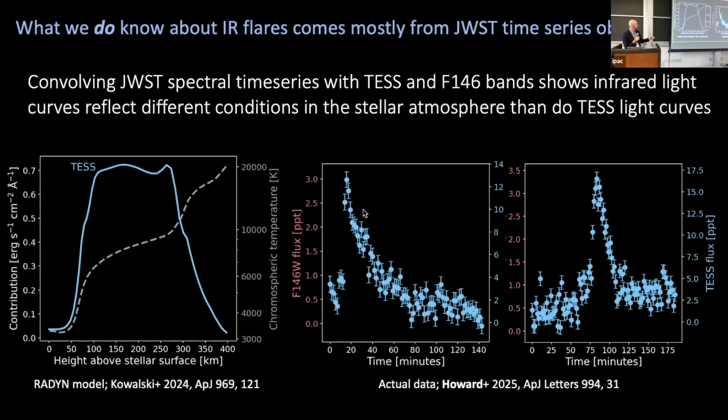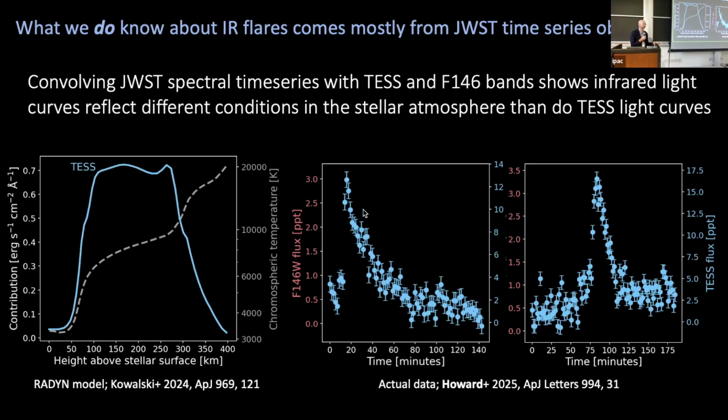And I'd like to dive into that a little bit to explain why I think Roman in particular will be exciting to complement what we've already learned about stellar flares from TESS. In other words, if we've done this already for hundreds of thousands of flares with TESS, what new thing will we learn from a slightly redder bandpass? When we convolve the JWST time series with both bands, we learn new physics because the infrared actually probes different physical conditions in the star than does the TESS bandpass.